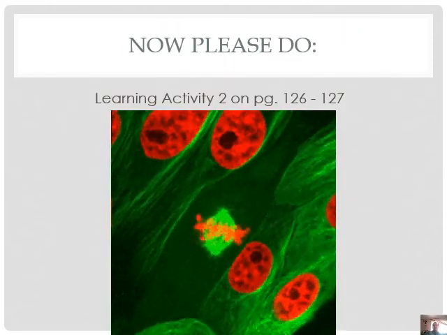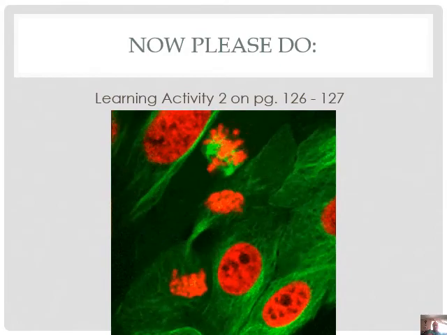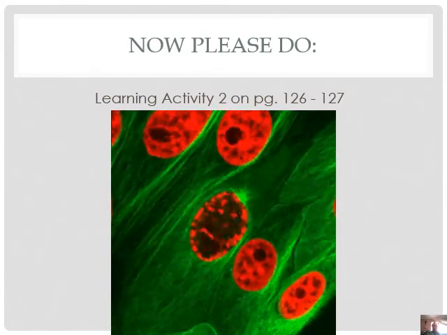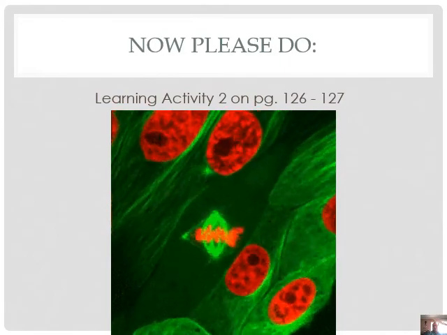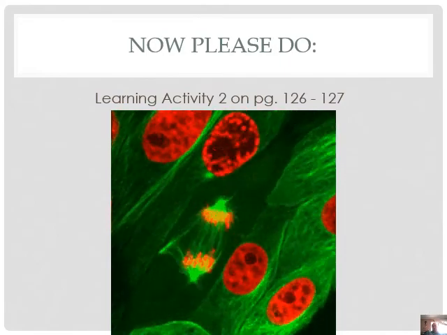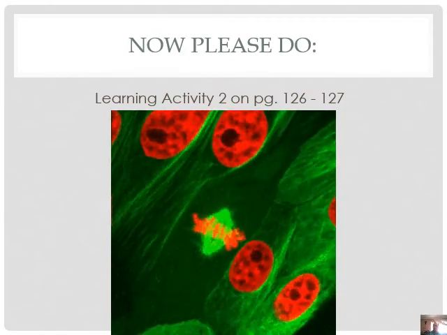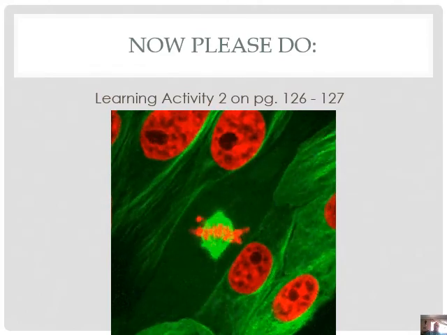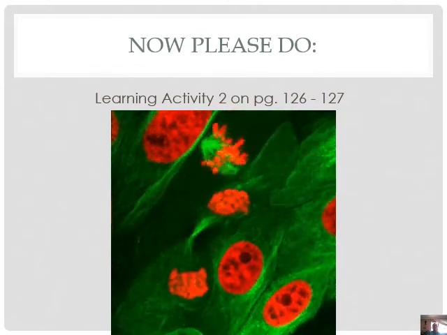All right, to finish this off, I've included a cool little GIF over there where you can see some animal cells actually going through the process of mitosis. They stained it with fluorescent dyes, and then they shine a light over it and it actually changes color, and we can follow what's going on. But now I would also like you to do learning activity 2 on pages 126 and 127.